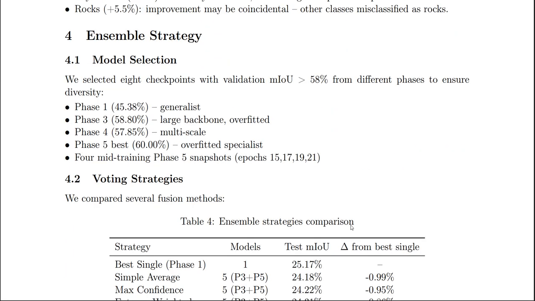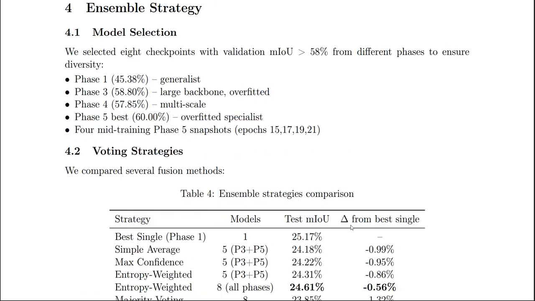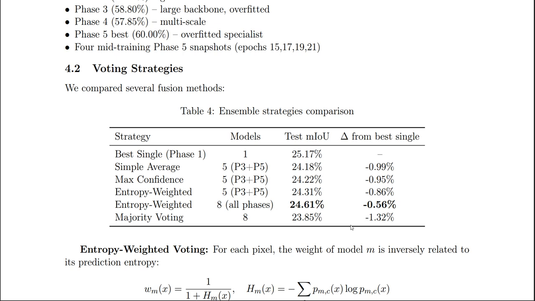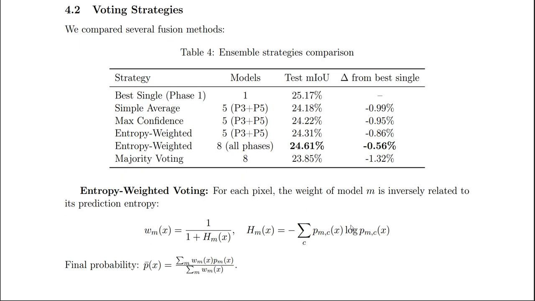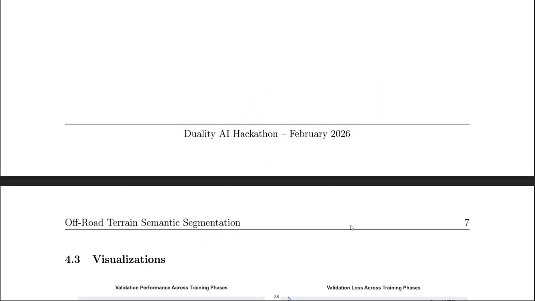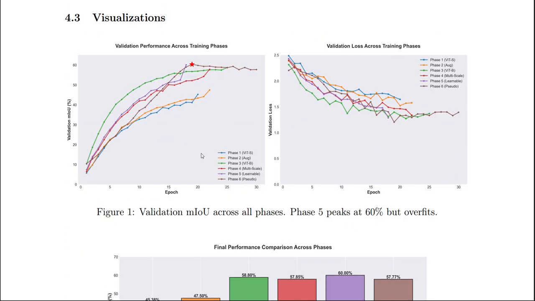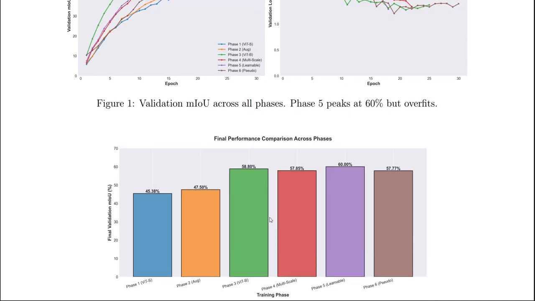And then we have implemented the ensemble strategy. We have selected 8 checkpoints with a validation mIoU of 58% from all the phases. Then we ran our ensemble model and compared several fusion methods also, like the entropy weighted voting, and this is our visualization. Validation performance across our training phases. Validation loss across training phases, and this is our final performance comparison across all the phases.